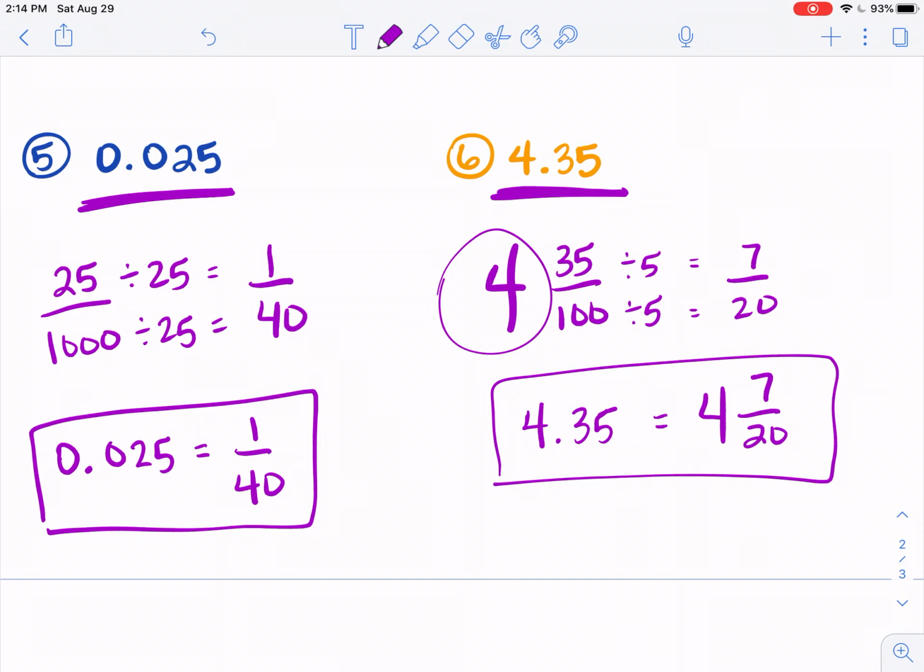You did it. You just changed all those decimals to fractions. Go get them.